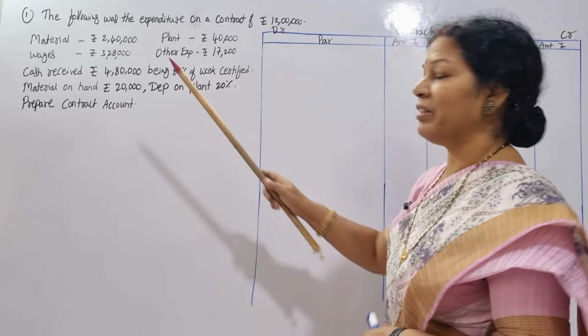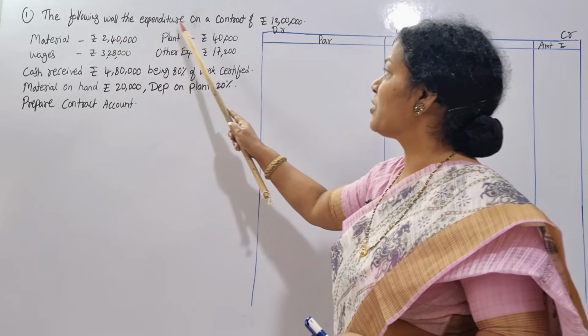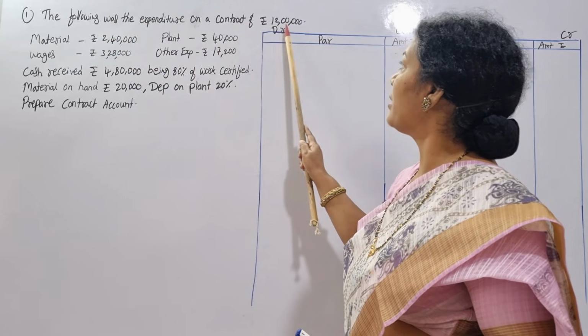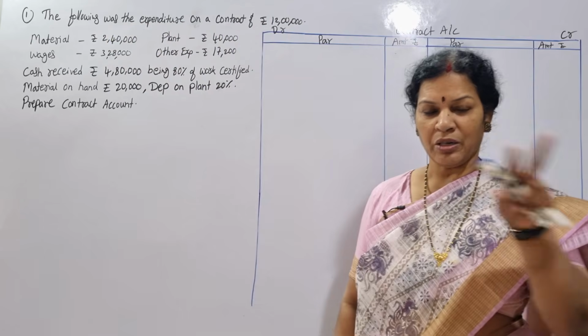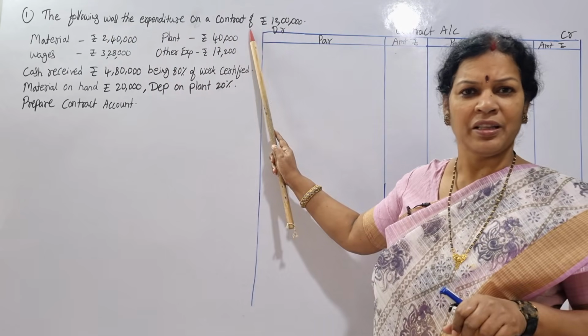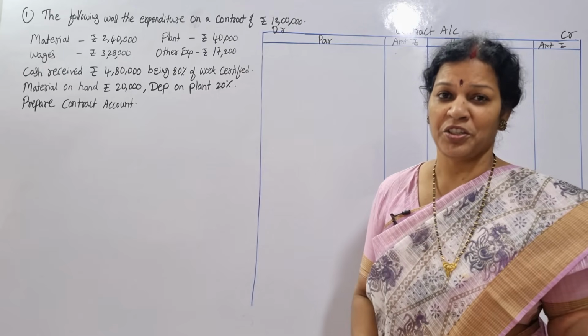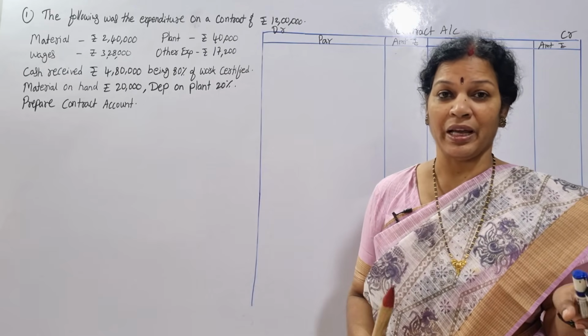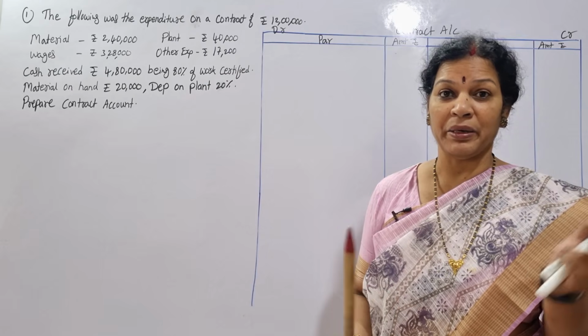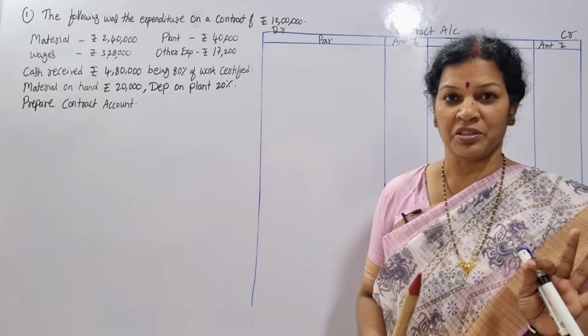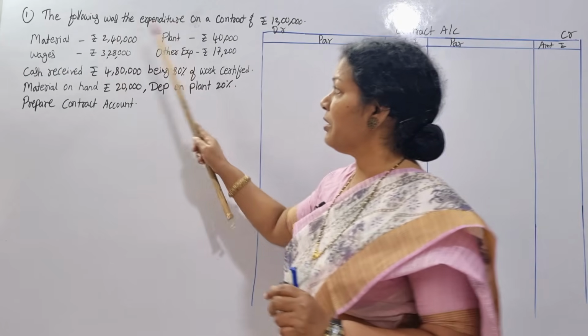Now the problem is given here. The following was the expenditure on a contract of 12 lakh. The total contract amount is 12 lakh. This we are not going to take into the account. It is only information. While preparing the contract account, we don't use it.